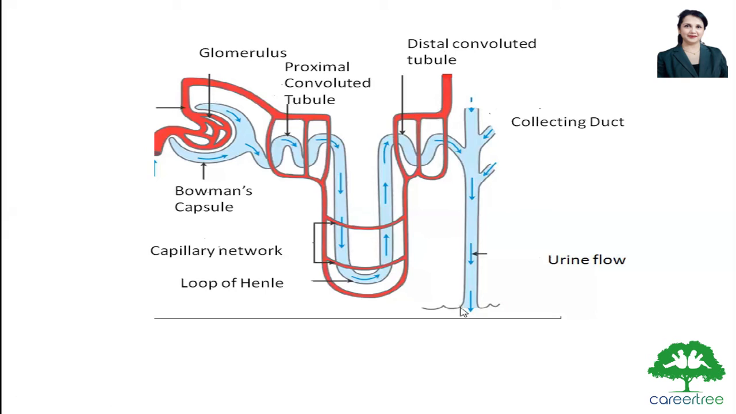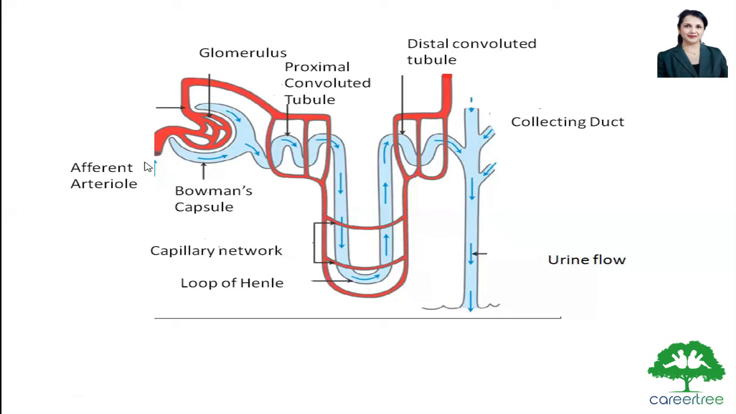This one is the collecting duct. The DCT or distal convoluted tubule leads to the collecting duct. It receives the contents of many kidney tubules and pours it as urine into the pelvis of the kidney.